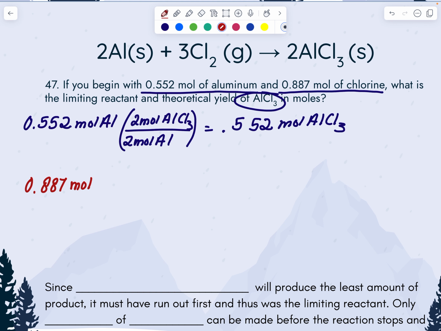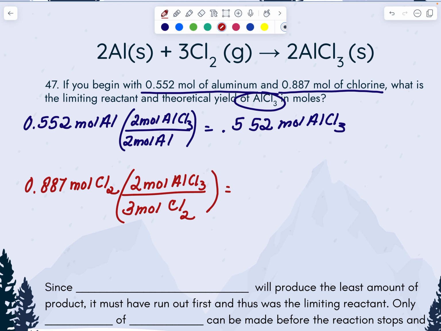0.887 moles of chlorine. According to the balanced chemical equation, 3 moles of chlorine will be used to make 2 moles of aluminum chloride. And this is going to be 0.591 moles of AlCl3. Of course, significant figures always count, but the coefficients don't count. Okay, so now I have 2 answers.